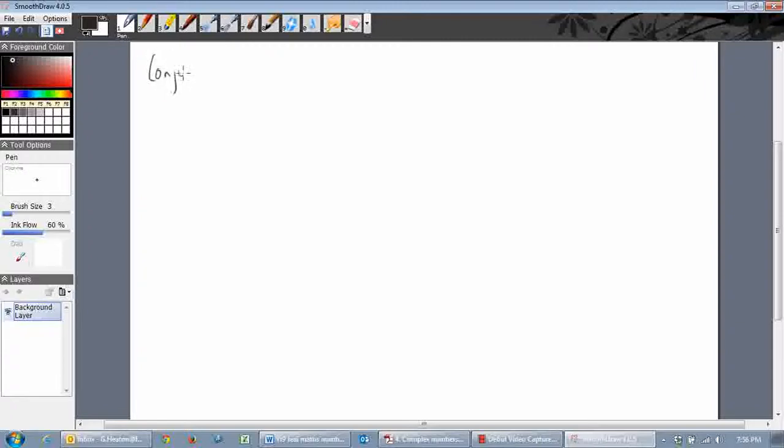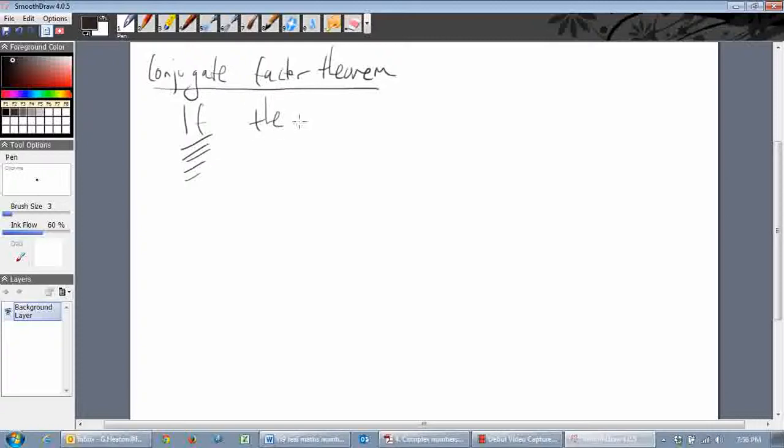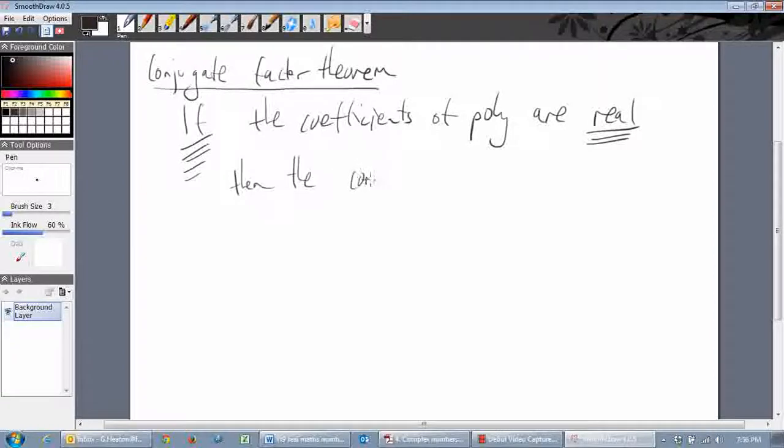Secondly, the second thing to know when you're factorizing is the conjugate factor theorem. A very important and very powerful result. What this says is, if the coefficients of a polynomial are real, then the complex factors will appear as conjugates.